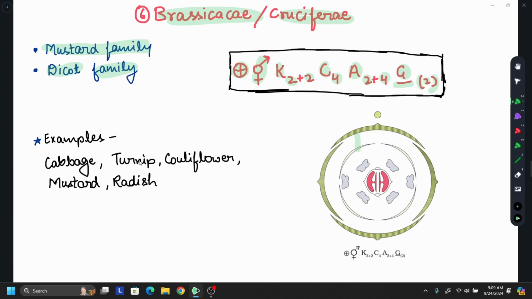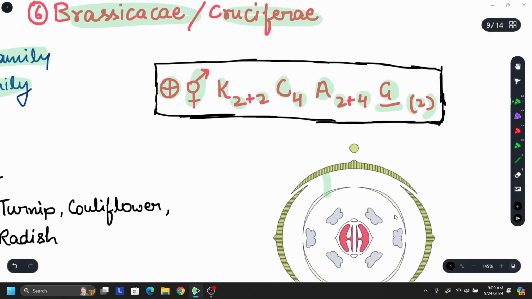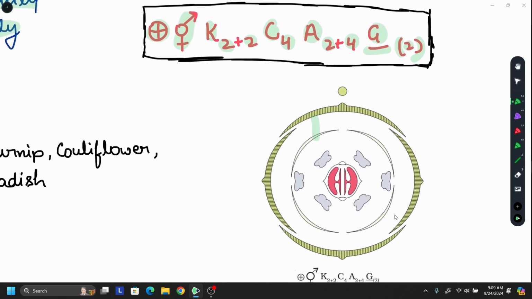Now coming to examples. Before the examples, let's look a bit at the floral diagram. So this is the floral diagram. Since the gynoecium, or ovary, sorry, is carpel or pistil, it is 2. These red things are the 2 carpels. Out of carpel, you can see A is 2 plus 4.